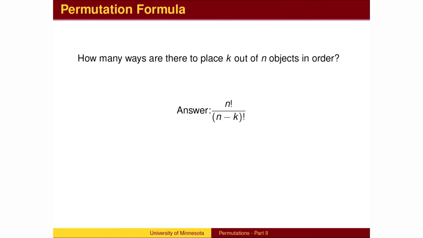This can be generalized. Begin by placing all n in order. This is the n factorial in the numerator. We placed k in order and need to remove the remaining n minus k from the calculation.